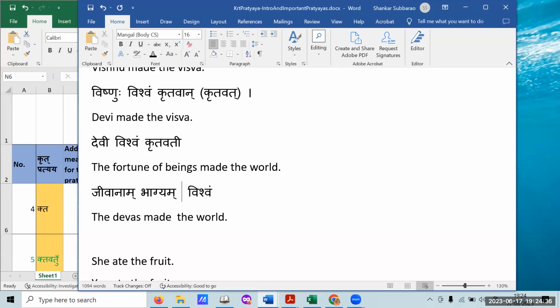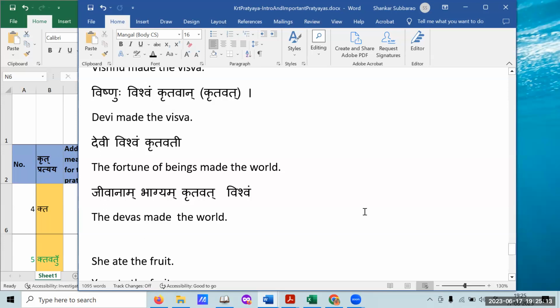Bhagyam Kritavat. Why? Because Bhagyam is neuter. Therefore, you cannot make it Kritavan. Kritavat. Is this making sense? Yes, Kritavat. Basically, the point is I'm showing you Kritavati is because of Devi, strilinga. Vishnu Kritavan. Bhagyam Kritavat. Is that clear? Does it make sense to everybody? Thank you. Dhanyavad.